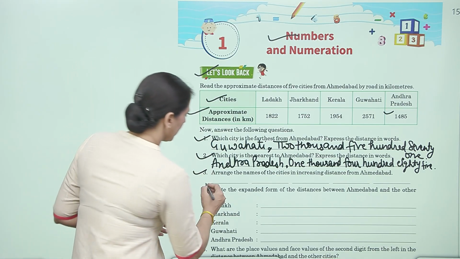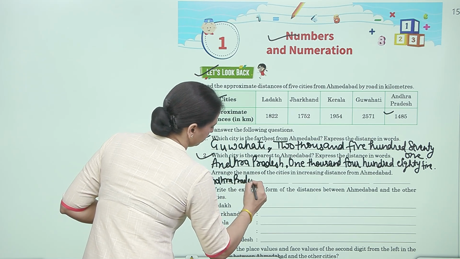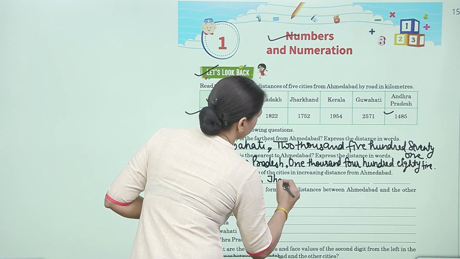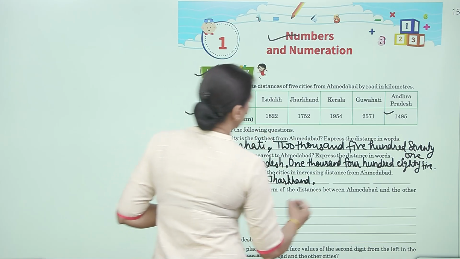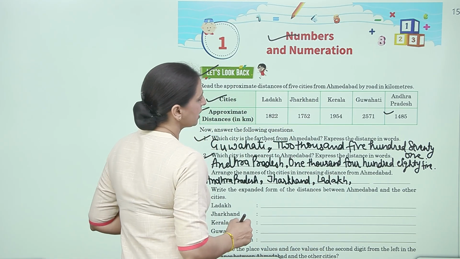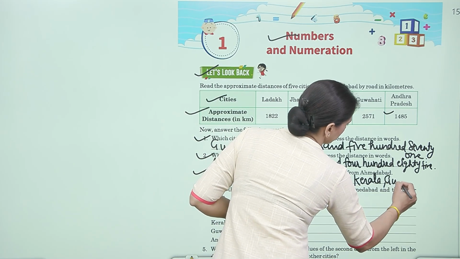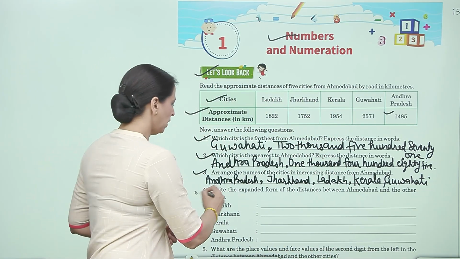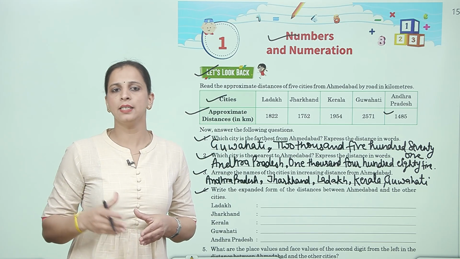So first comes Andhra Pradesh, next is Jharkhand, and next is Ladakh, and next is Kerala, and last is Guwahati. Now fourth, write the expanded form of the distances between Ahmedabad and the other cities.